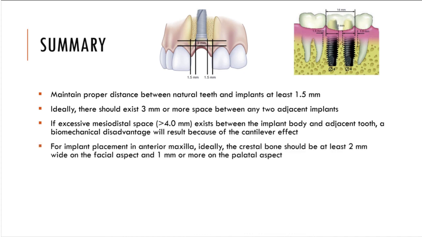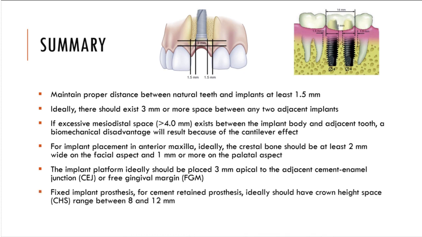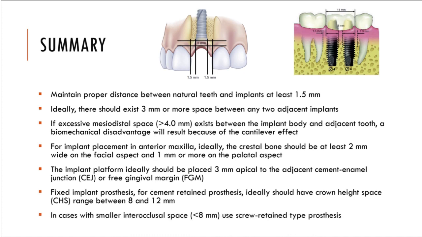For implant placement in the anterior maxilla, ideally the crestal bone should be at least 2 mm wide on the facial aspect and 1 mm or more on the palatal aspect. The implant platform ideally should be placed 3 mm apical to the adjacent cementoenamel junctions or free gingival margin. A fixed implant prosthesis for a cement-retained prosthesis usually should have a crown height space ranging between 8 to 12 mm. In cases with smaller interocclusal space, less than 8 mm, you should use a screw-retained type prosthesis.